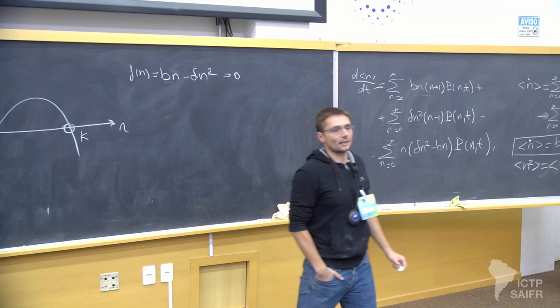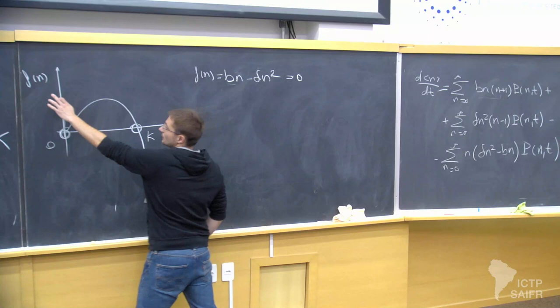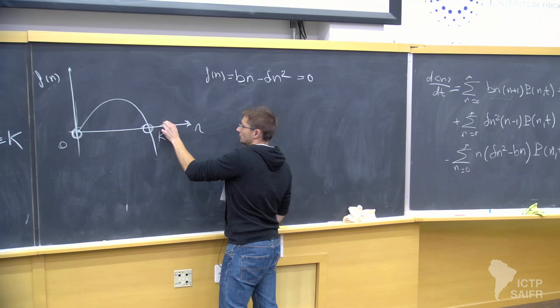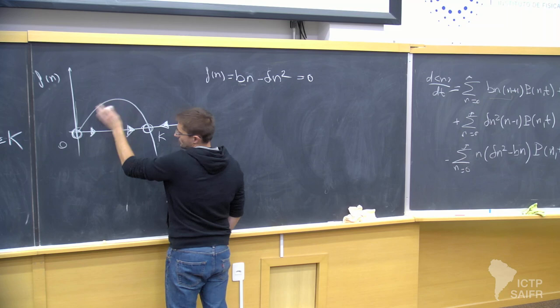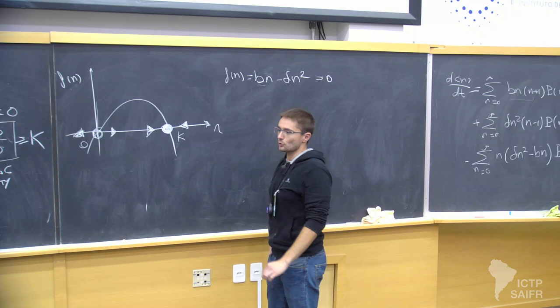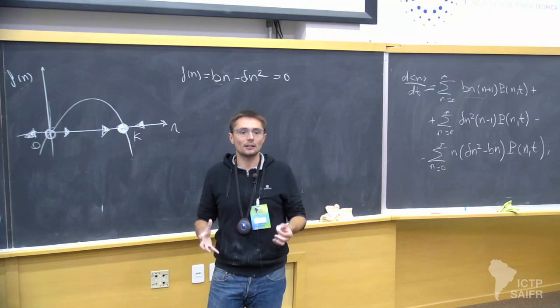Can we know something about the stability of these points? Well, actually, because this is the derivative of n, when f of n is negative, I know that n is going to decrease. When it is positive, I know it's going to increase. And here the same, because it's still positive. Here it's negative. So what I know is that this fixed point is stable. And I know this one is unstable. So with this technique, I don't know anything about the precise value of the fixed point, but I know its stability, and I know how many points I have.